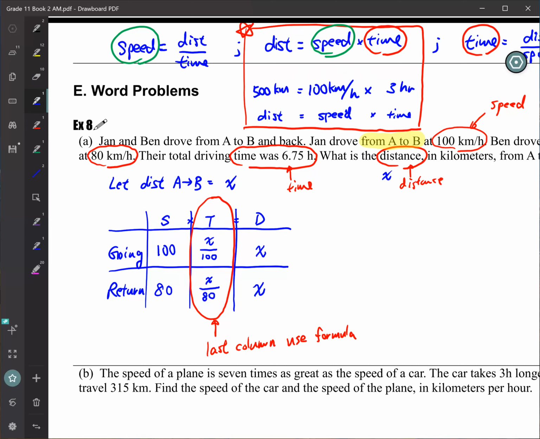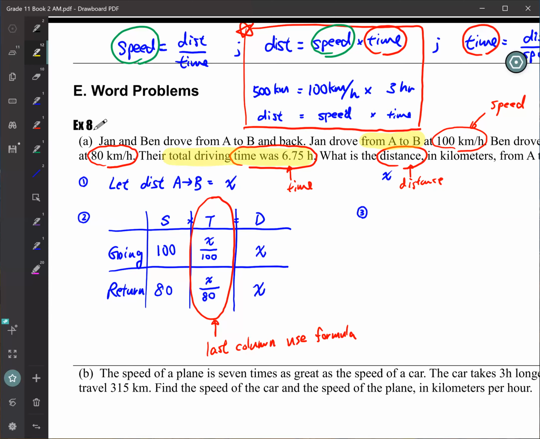Okay, so first step, you get the last statement. Second step, you get the table finished. Okay, and then third one, once we fill in all the table, we need to set up a formula. I mean the equation, okay? So you look at the last column, it mentioned about the time, and the 6.75 is the only number we haven't used yet.